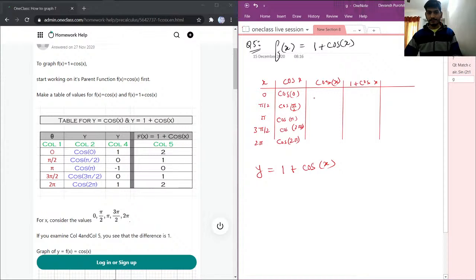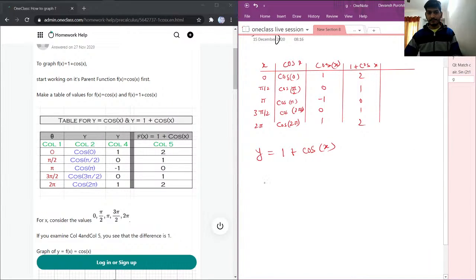Now you can use the calculator here, it's your choice. I kind of remember these values. For cos 0 it is 1, then 0, then negative 1, again 0, and then positive 1. Now for this one we are just going to add 1, so this will be 2, this will be 1, then this will be 0, 1 and 2.